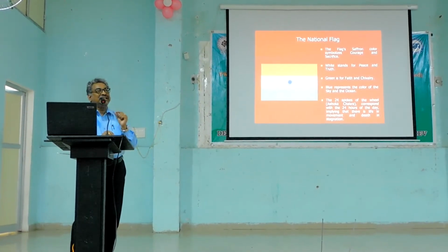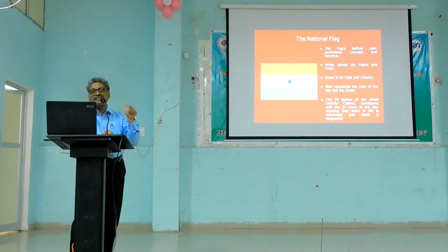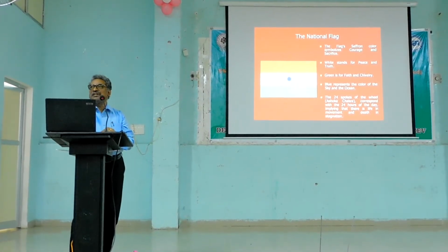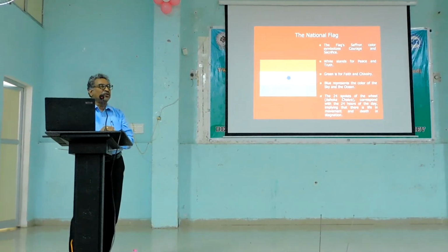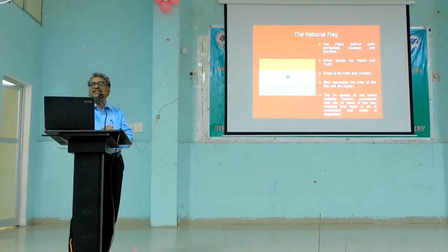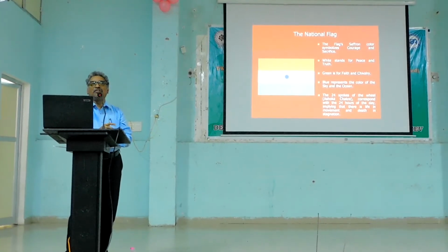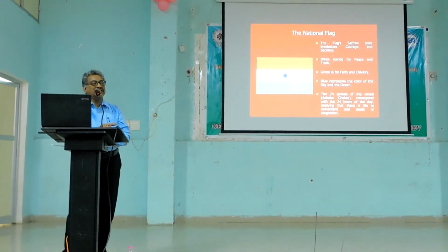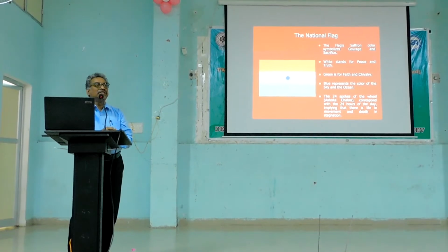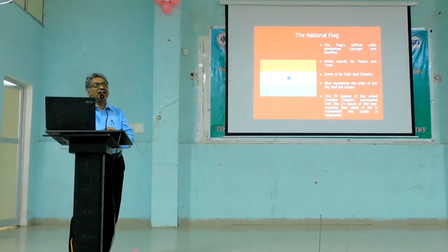So that indication, what the Ashoka Chakra indicates is that, in life, you should keep moving on and do your part to whatever extent is possible, and once you have been stagnated, you cannot do anything further. So that has been shown in our Indian national flag colors.